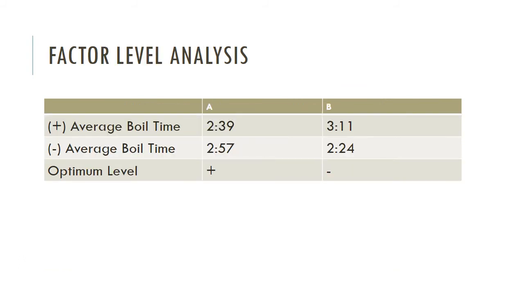Now we are at our factor level analysis, and you can see here that for each factor we've broken down the average time. For example for A, the 2 minutes and 39 seconds is when the lid is on, and the 2 minutes and 57 seconds is when the lid is off. Again, we're looking for the shortest amount of time. So the positive on factor A and the negative on factor B show us the quickest times, and so our optimal level would be A plus and B minus.